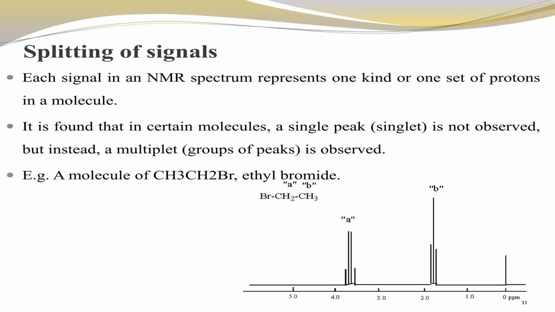So, splitting of signals. Each signal in an NMR spectrum represents one kind or one set of protons in the molecule. It is found that in certain molecules, a single peak, known as a singlet, is not observed, but instead multiple groups of peaks are observed. Given the example of CH3CH2Br, ethyl bromide, we can see there are multiple peaks. Instead of a singlet, a multiplet is observed. This is known as splitting of signals.